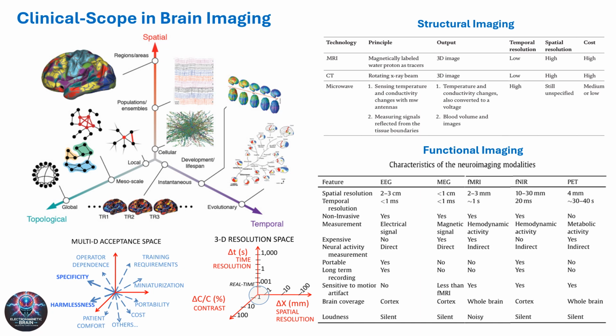Microwave-based imaging is an emerging technology. This technique involves sensing temperature and conductivity changes using microwave antennas, measuring signals reflected from tissue boundaries to generate images. Microwave imaging can detect temperature variations and blood volume changes, which can be converted to electrical signals for analysis.